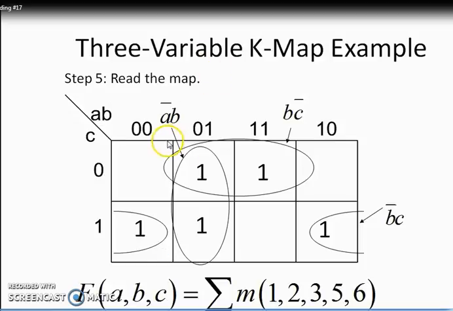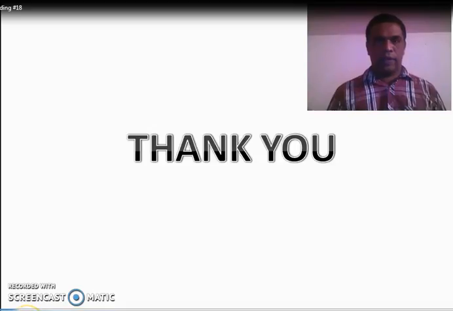We are taking the common terms for both the values in the essential prime implicants. So you will get A bar B C bar and B bar C. So this is the simplified form of the given Boolean expression. Thank you for watching.